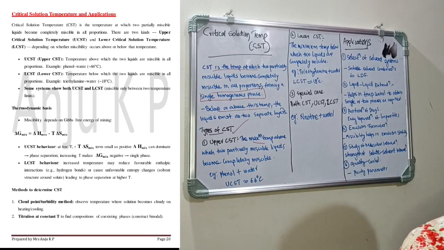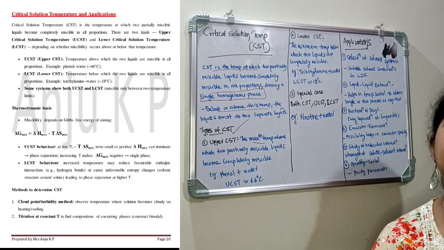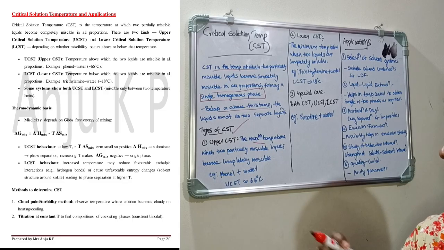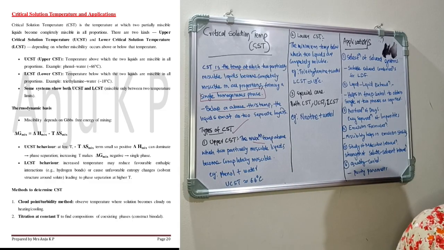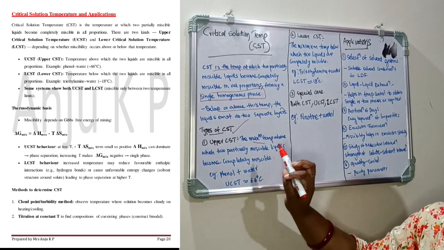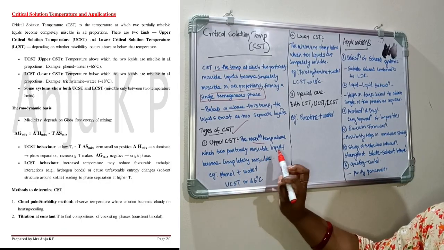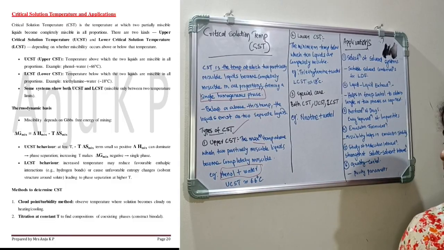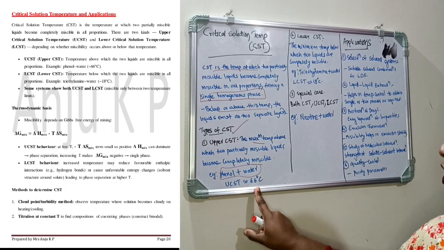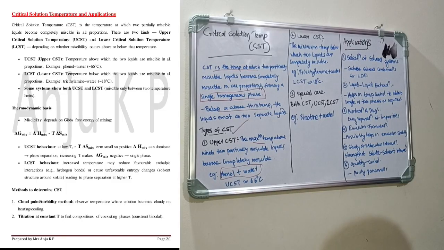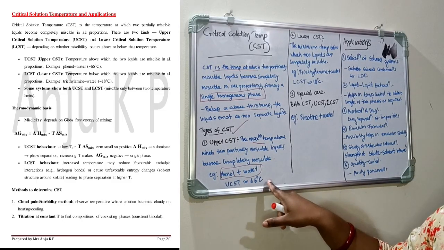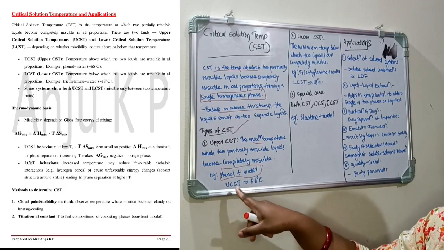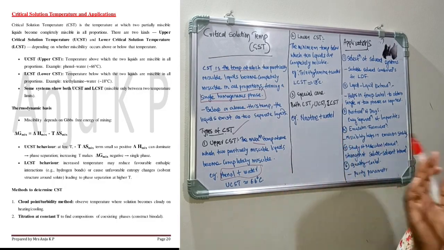Here, if you increase the temperature, the intermolecular interaction between the liquids weakens, thereby they become miscible. That's why it is the maximum temperature above which two partially miscible liquids become completely miscible. We can give the example of phenol and water. It shows an upper critical solution temperature of about 66 degrees Celsius. Below this 66 degrees Celsius, the phenol water system will show two separate layers.